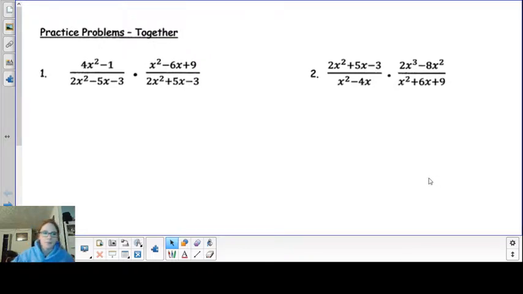Alright guys, so we're going to go ahead and get into multiplying rational expressions. So what we need to do first is get everything factored out so that hopefully we can cancel. So we're going to approach this the exact same way we just did our regular ones.